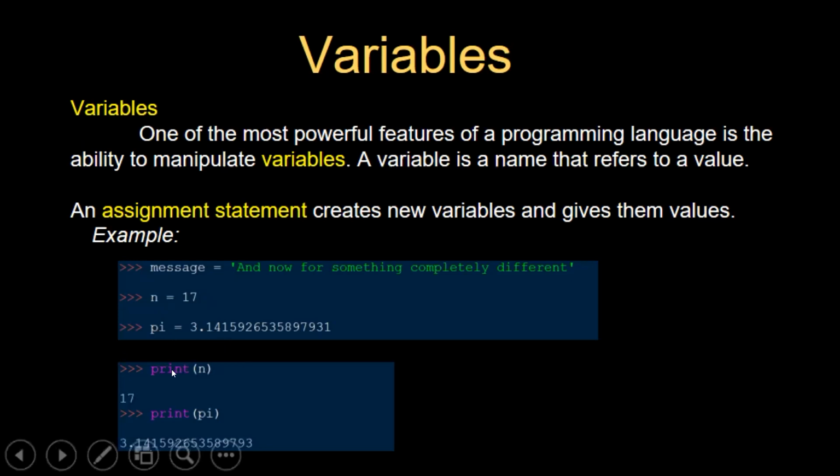Ayan. So pag tinawag mo na siya, or if you use the print function, you disregard the quotation, no? Para hindi niya i-print yung n na string mismo. Okay? Para hindi niya i-print yung n, kundi yung variable n na may value na 17 yung ipiprint niya. Yan.